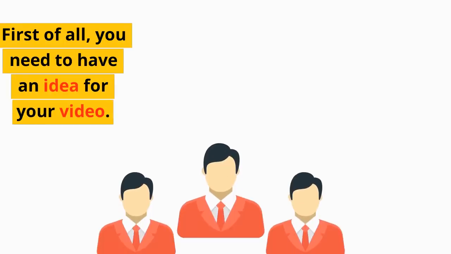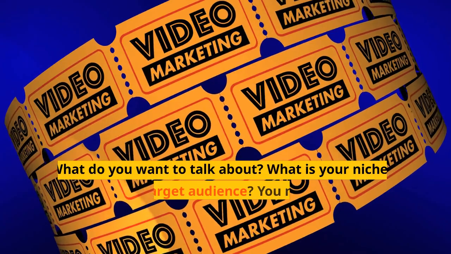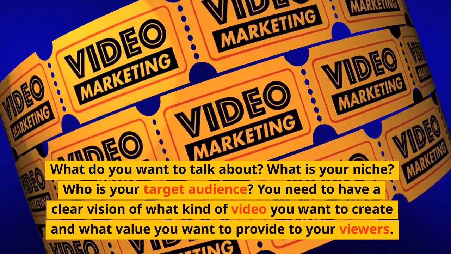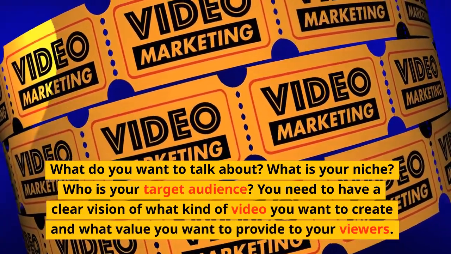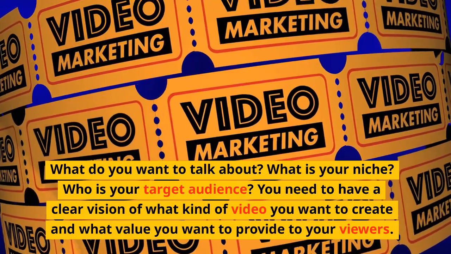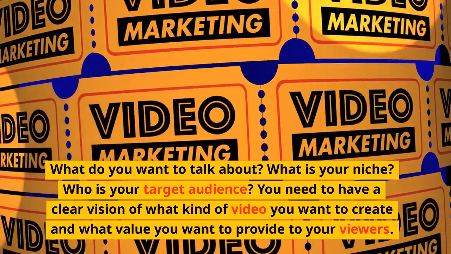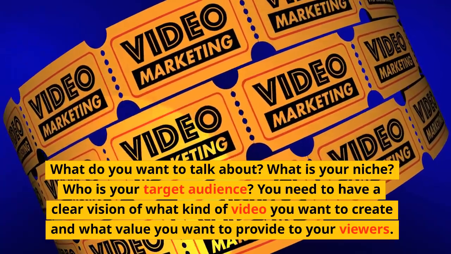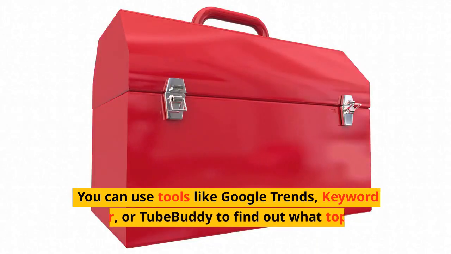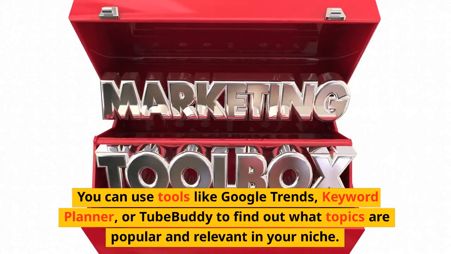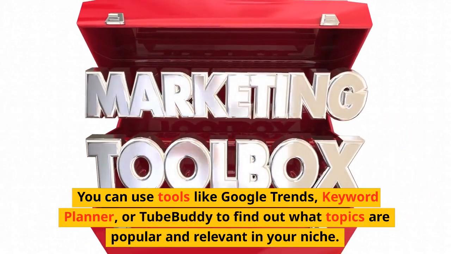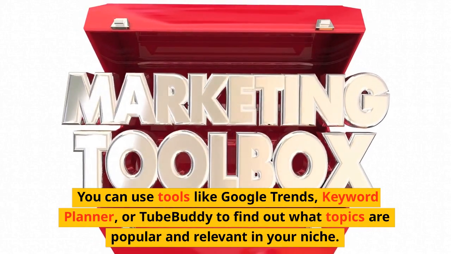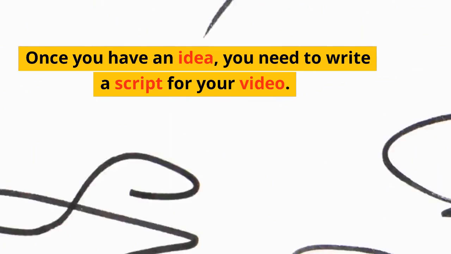First of all, you need to have an idea for your video. What do you want to talk about? What is your niche? Who is your target audience? You need to have a clear vision of what kind of video you want to create and what value you want to provide to your viewers. You can use tools like Google Trends, Keyword Planner, or TubeBuddy to find out what topics are popular and relevant in your niche. Once you have an idea, you need to write a script for your video.